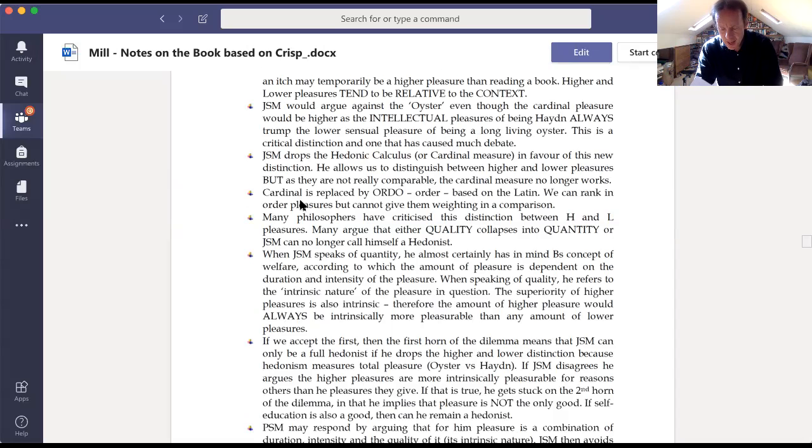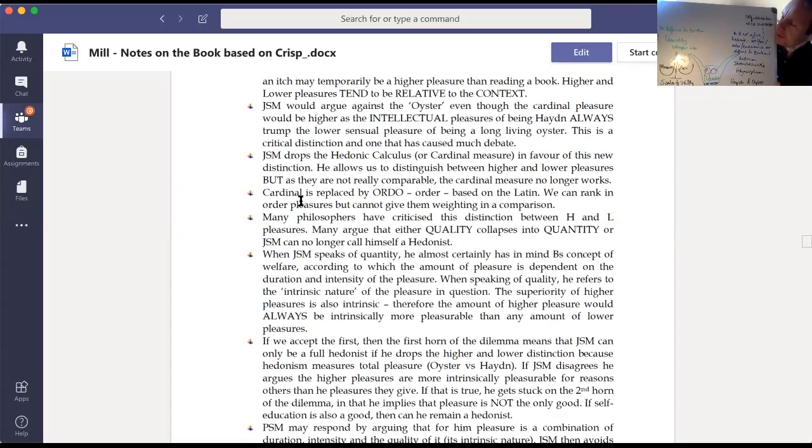And there's also a bit of a dilemma here. Now, I've tried to explain this dilemma old school here. I don't know if you can see it. So you can say on the one hand that the quantity collapses. If you have pleasure and pain and you're weighing them all on the scales of utility, and they can all be collapsed onto quantity, that's one horn of the dilemma for Mill.